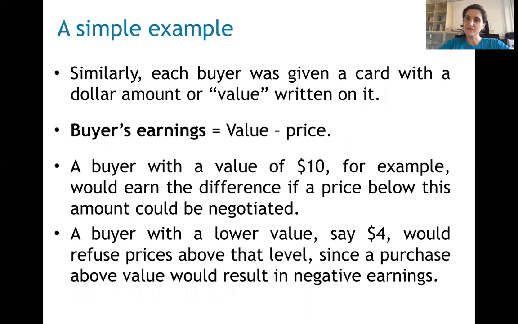And similarly, for the buyers, we are going to give a card to buyers on which the value of the good is written. So the buyer's earning will be value minus price. A buyer with a value of 10, for example, would earn the difference between the value and the price. And similarly, there can be buyers with a low valuation of 4. Okay, so in order to avoid negative earnings, we are going to restrict buyers from paying a price above their valuation. Okay, if they are high value buyers, they cannot buy a good above 10. If they are low value buyers, they cannot buy a good above 4.